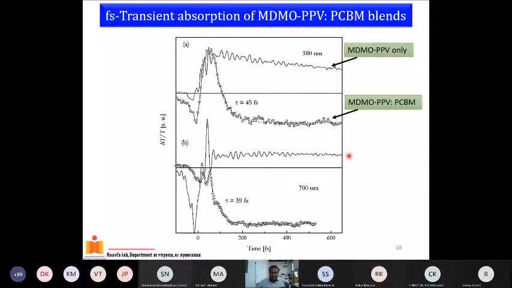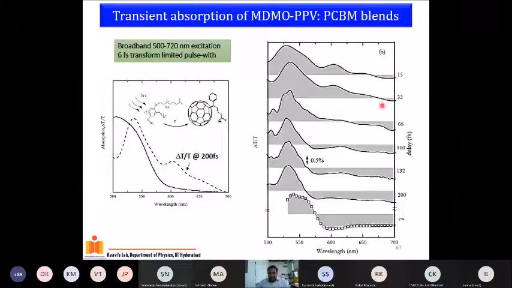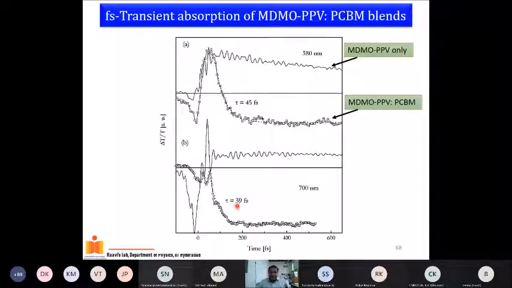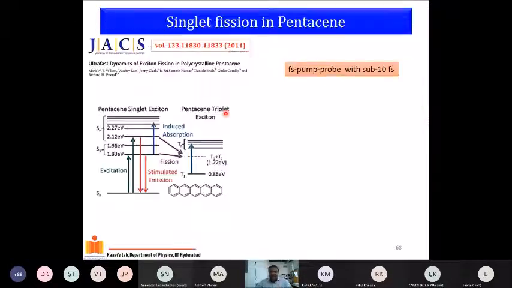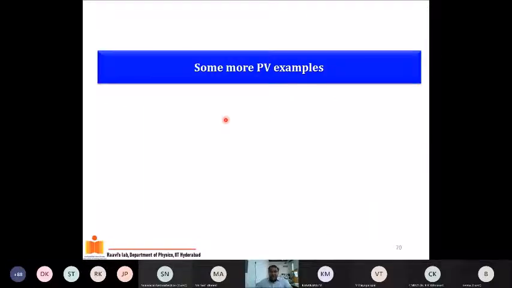This is an experimental observation. This is the fitting data. The fit data tells you that for this particular material, a combination of MDMO-PPV and PCBM, the injection is happening within 45 milliseconds. It's very, very fast. Okay. We have done some more work on this, so let me skip that point, it doesn't matter.